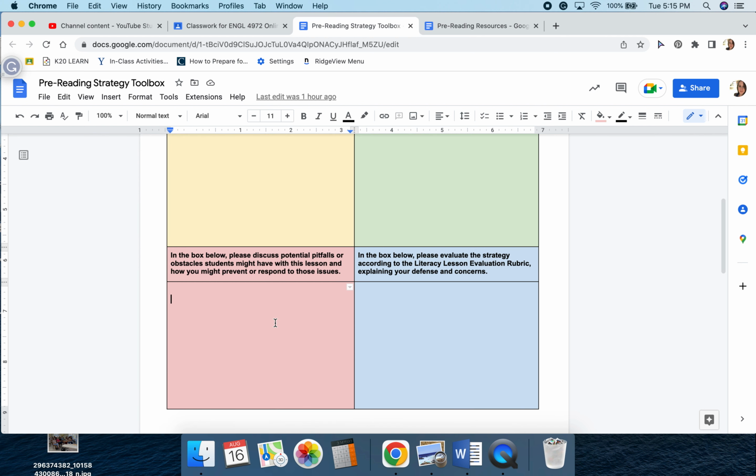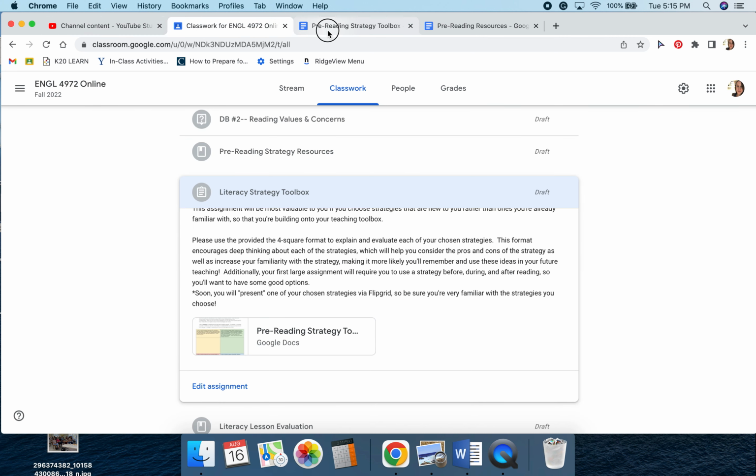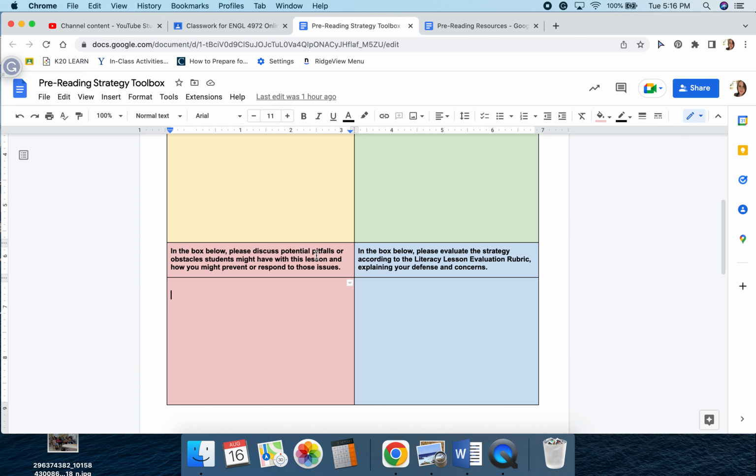In this one, I just want you to think about potential pitfalls. This is just a good teaching practice. If I try this thing, what are the ways it will probably go wrong if it does? And then how can I prevent that or respond to that? So for example, with my inside out thingy, what if a student says, I know nothing about bats? And then they just got nothing, right? So they might do that just because they don't feel like doing it.